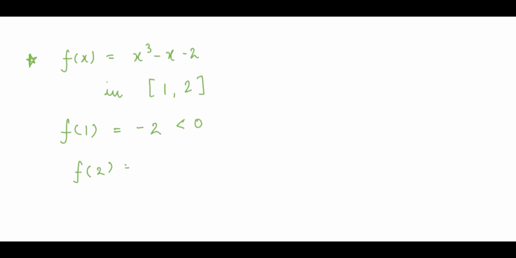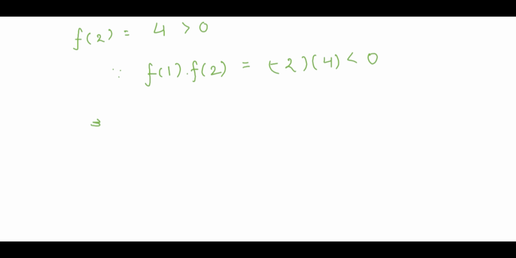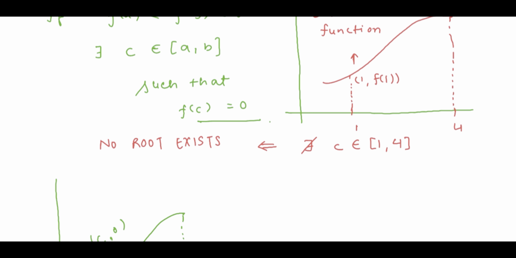Now if I take f(x) equals x cube minus x minus 2 in the closed interval 1, 2, I get f(1) equals minus 2 and f(2) equals 4. Since the product of these two values is less than 0 because of the opposite signs, that means there exists at least one root between 1 and 2. We haven't found the root yet, but we have only proved the root exists in the interval.